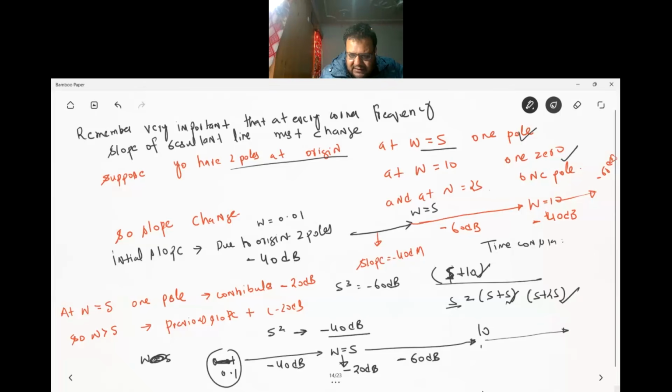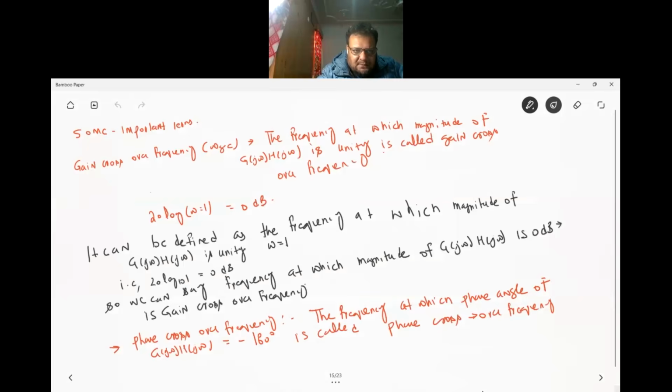Now at 10, I am having a zero. At the zero, my slope addition would be plus 20 dB. The previous slope was minus 60, so the resultant slope would be minus 60 dB plus 20 dB. So here I have a minus 40 dB slope, right? At 25, I am having a pole. So the contribution here is how much? Minus 20 dB due to the pole. Now beyond 25 up to infinity, because there is no other corner frequency, it would be minus 60 dB. So you have to understand how to evaluate these poles and the zeros.